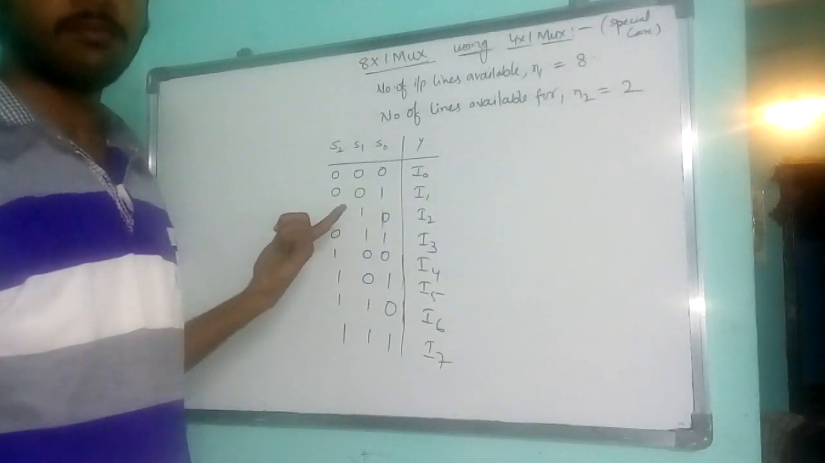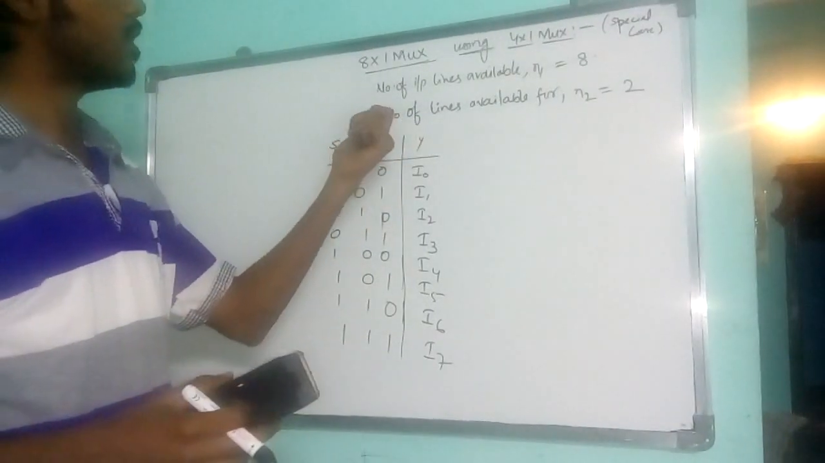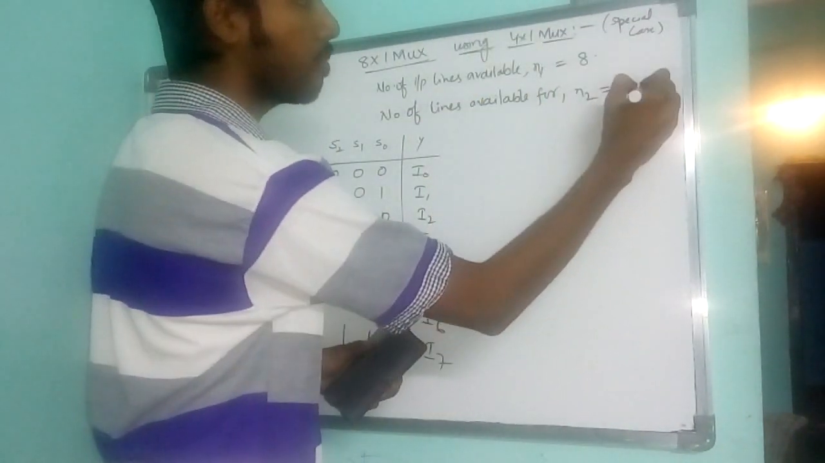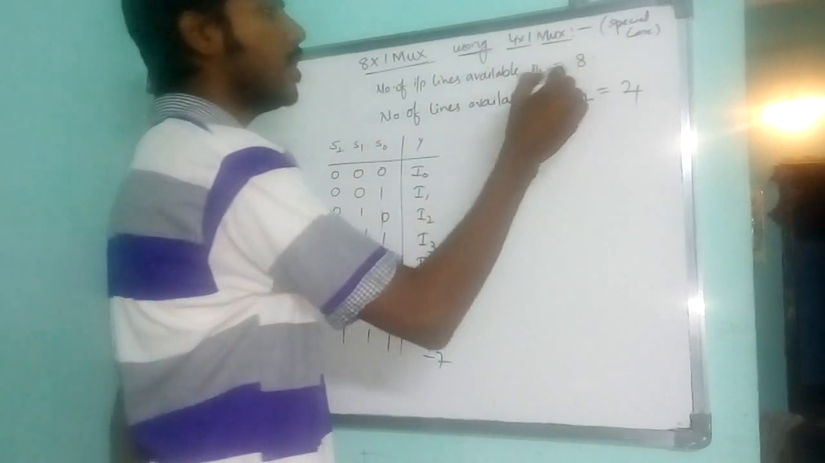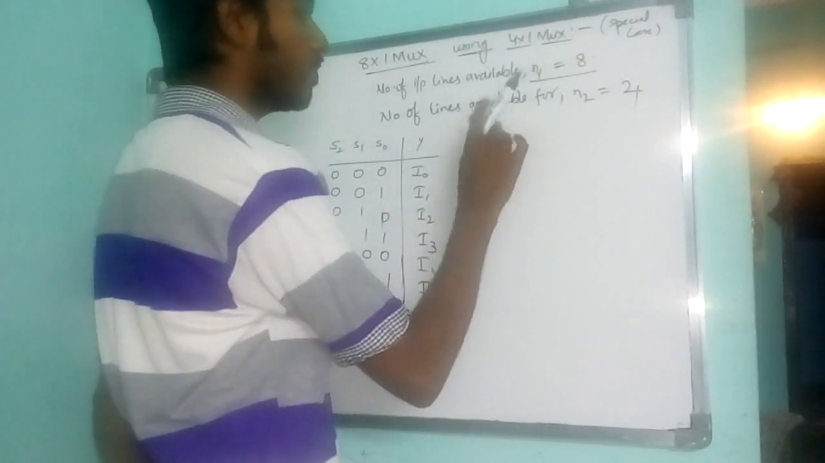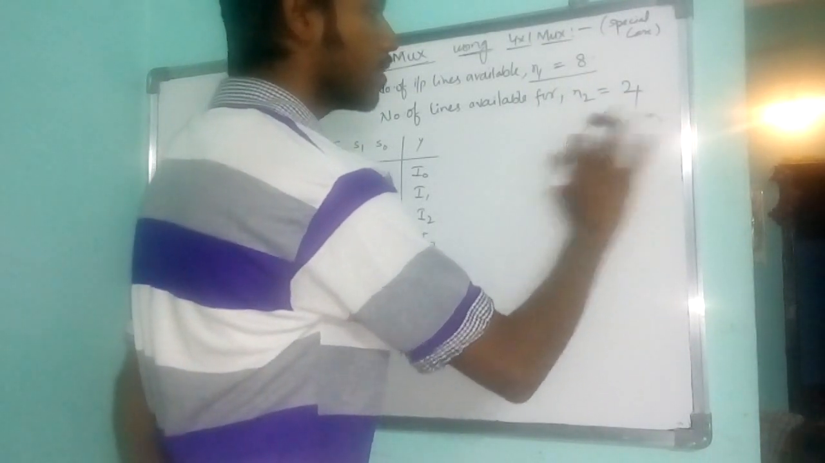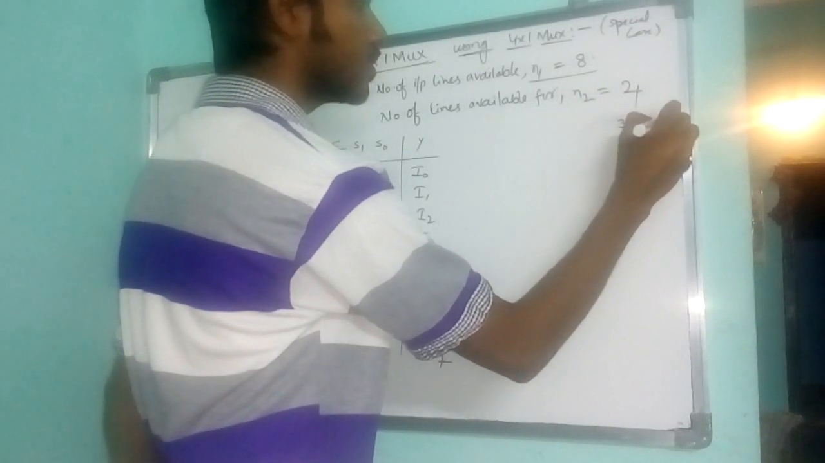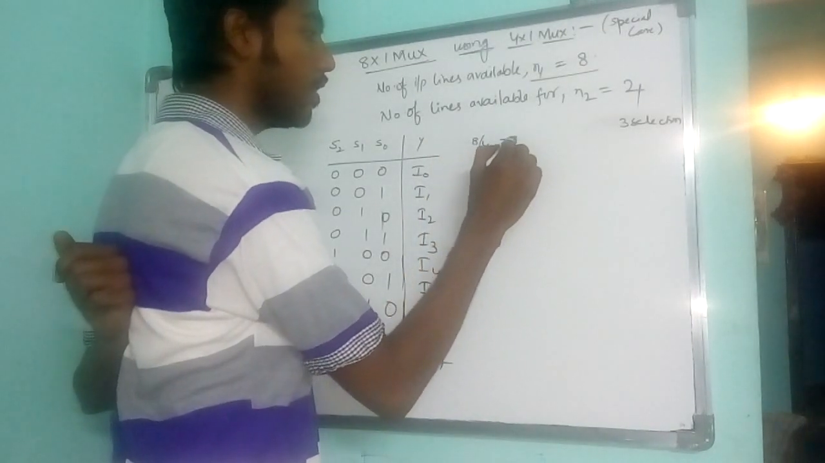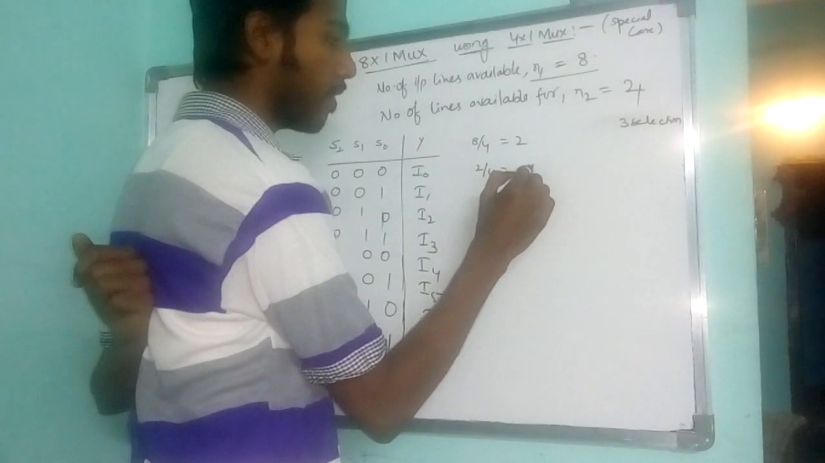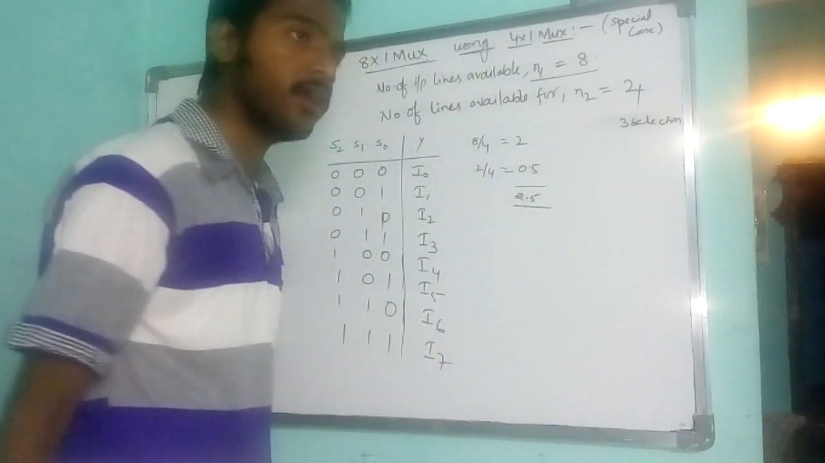So the table will remain the same either for 2x1 muxes or 4x1 muxes. The thing that will change is the number of lines available. As we are using a 4x1 multiplexer, we are using 4 input lines. Now n is equal to 8, so we need 3 selection lines. Now the same thing, divide 8 by 4 we get 2, divide 2 by 4 we get 0.5. So we need to use 2.5 muxes.